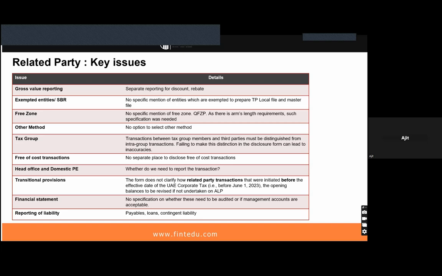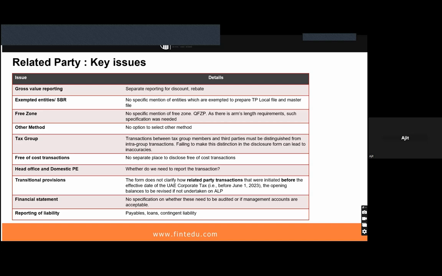The point here is that the head office and the branch are considered one legal entity, not separate legal entities. The point I am making is that if it's one legal entity, the disclosure form would be filed only once, because it is part of the one legal entity only.